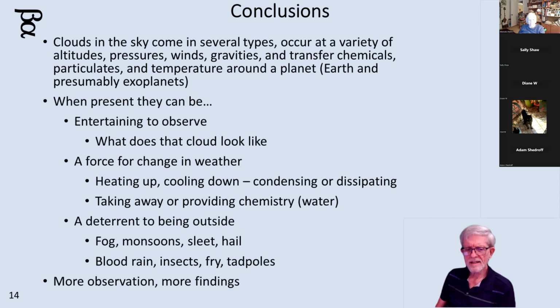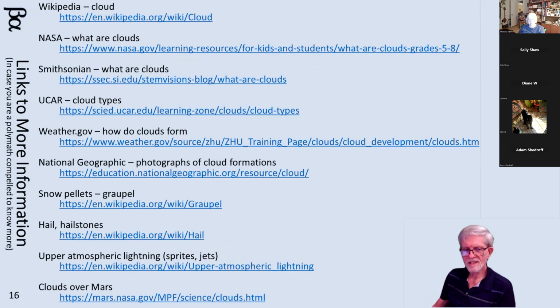And then you can have deterrence from being outside, like it's foggy, I don't want to go out there, it's scary. You can have monsoons where you just stay indoors, and you can have sleet, like hope you have car insurance, otherwise you're going to be sliding around on the road, or hope you have a lot of good car insurance because the hail can destroy your glass windows and dent your vehicle. And then you have the funny things falling from the sky: blood rain, insects, fish fry, and tadpoles. So keep looking, keep observing, look for things. And when you find something unusual, let people know about it. And of course, lots of links.